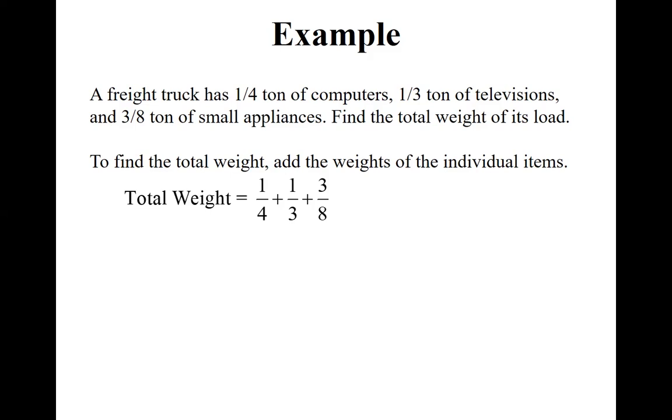To get 4 to 24, we would multiply by 6. To get 8 to 24, we would multiply by 3. To get 3 to 24, we would multiply by 8. Sorry for going out of order there. I misspoke and I just went with it. So we're multiplying by 6/6, 8/8, and 3/3. Whatever we do to the bottom, we have to do to the top.